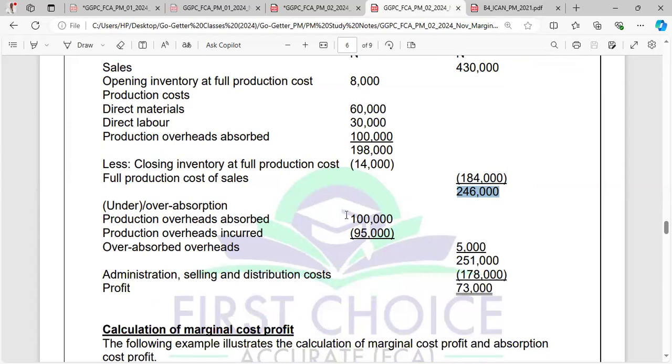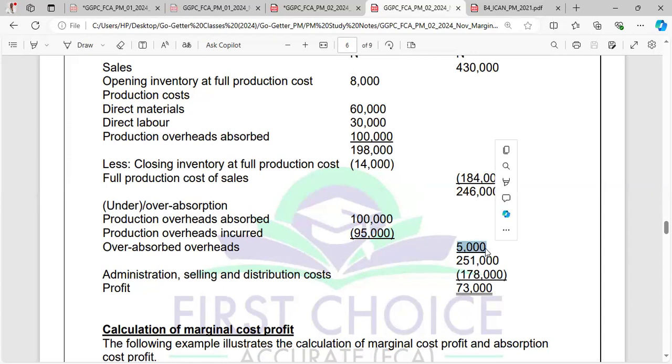Production overhead absorbed. It means that this is what you have budgeted. This is this 100,000 here. This 100,000 is what you budgeted, and that is what is here, budgeted. But how much did you actually spend? Because it is the budgeted that entered your book. How much did you incur? You incur 5,000. That means you have over budgeted. You have over absorbed. So this 5,000 is over absorption here.